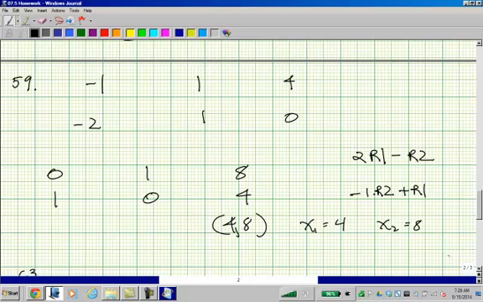So x sub 1 equals 4 and x sub 2 equals 8, because the way this is set up, this column here is for x sub 1, this column is x sub 2, and then these are the solutions on the right. So I got 1x sub 2 equals 8, and 1x sub 1 equals 4.